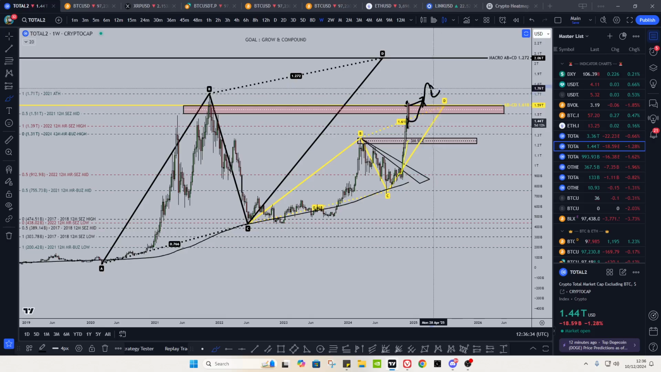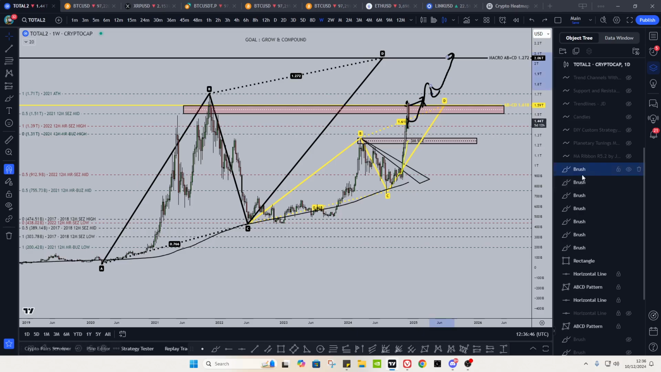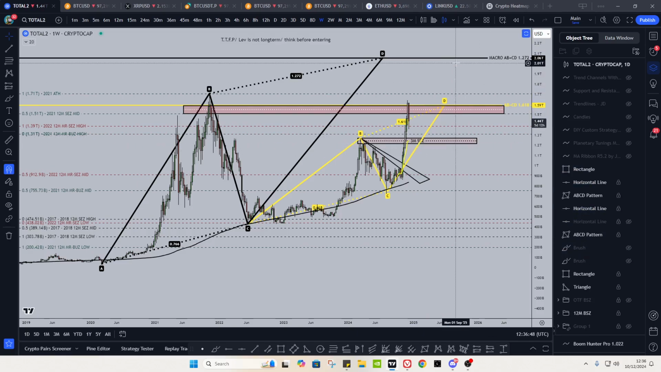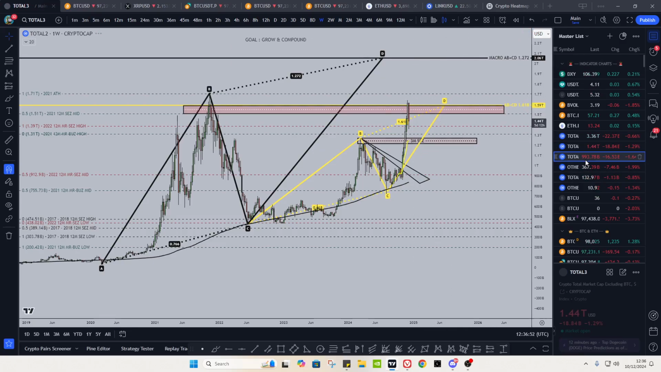If we do flip this, I'd expect resistance then around 2.06 trillion. Again, it's not a perfect 786, but on the macro, that's close enough, right? 1.272 target for that extension of the AB equals CD. That's where, around there is where I look for resistance to come in. So that's total 2. Total 3, what are we doing?